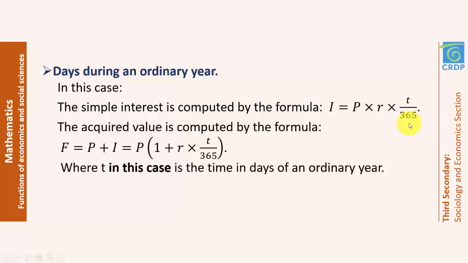In this case, the simple interest is computed by the formula I equal P times R times T over 365. So here T can now be substituted in days. The acquired value is computed by the formula F equal P plus I. We replace I by its value again, and we take P as a common factor. So it's P into 1 plus R times T over 365. Here T is the time in days of an ordinary year.